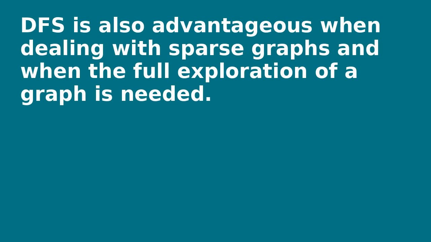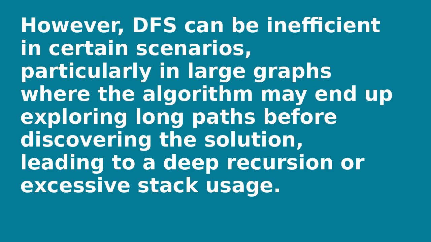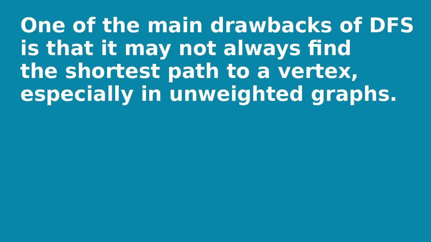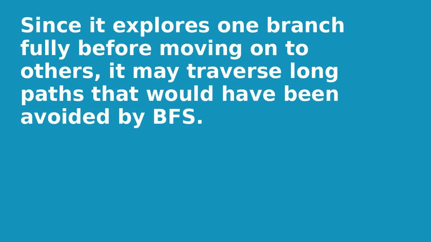DFS is also advantageous when dealing with sparse graphs and when the full exploration of a graph is needed. However, DFS can be inefficient in certain scenarios, particularly in large graphs where the algorithm may end up exploring long paths before discovering the solution, leading to a deep recursion or excessive stack usage. One of the main drawbacks of DFS is that it may not always find the shortest path to a vertex, especially in unweighted graphs. Since it explores one branch fully before moving on to others, it may traverse long paths that would have been avoided by BFS.